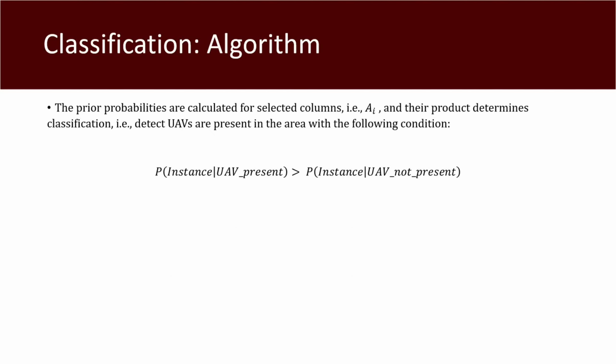On this slide, this is the test that we use once we calculate the probability for UAV being present versus UAV not present. If the left is greater than the right, in this case, we classify that as UAV present.